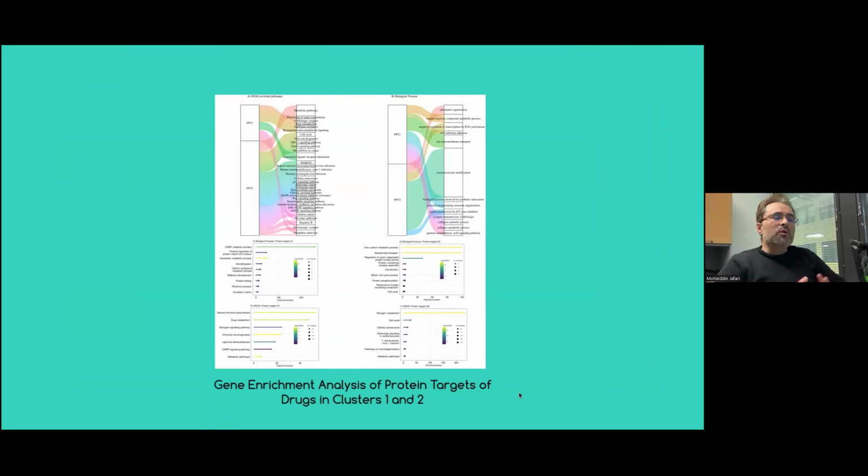First we make sure about the clustering after we do the network data mining and extract the clusters in the drug similarity network. We show that the protein targets of the drugs in each cluster are totally different and related to two different sets of pathways, as you can see in these plots.